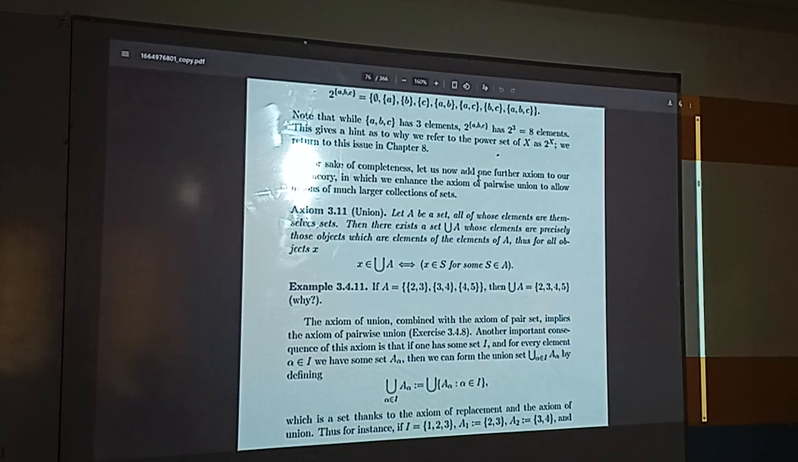The axiom of union combined with the axiom of pair set implies the axiom of pairwise union. Another important consequence of the axiom is that if one has some set I, and for every element alpha belonging to I we have some set A alpha, then we can form the union set, union of A alpha for alpha belonging to I, by defining it. That's also very important, so I have to write that here. Okay, now you understood this very well.